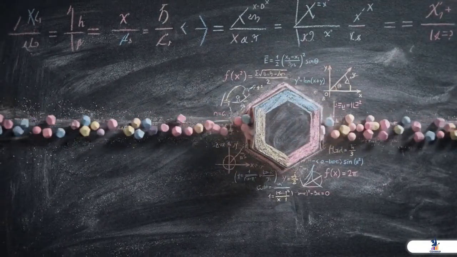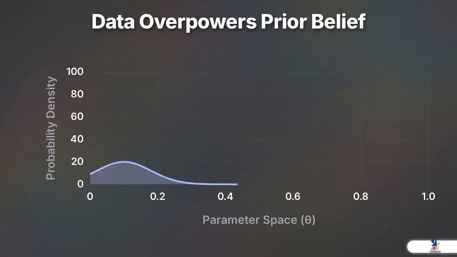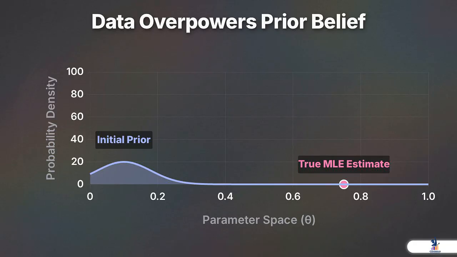We handle this through sequential updating. The logic is cyclical. The posterior distribution you calculate after today's data directly becomes your prior distribution for tomorrow. This chart visualizes what happens when a highly inaccurate prior belief collides with a massive influx of continuous data. On the left, our prior curve is positioned completely incorrectly. On the right, the static dot marks the true, data-driven MLE estimate.